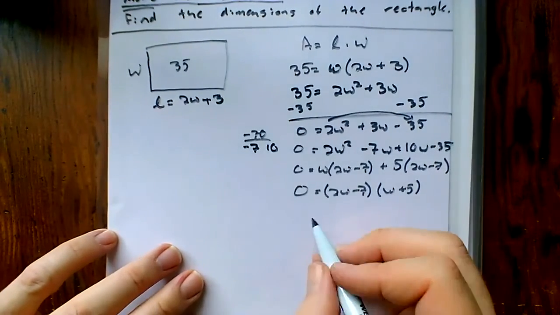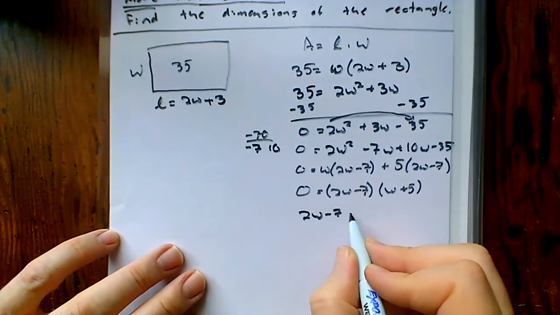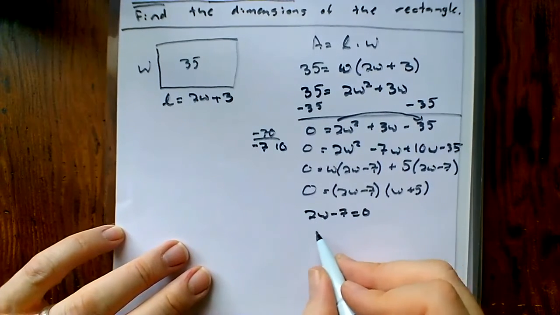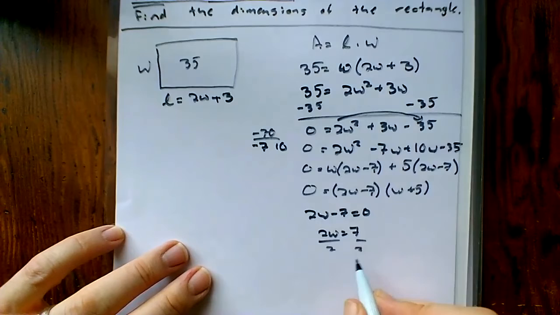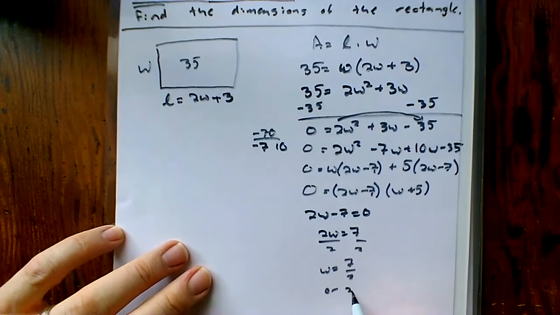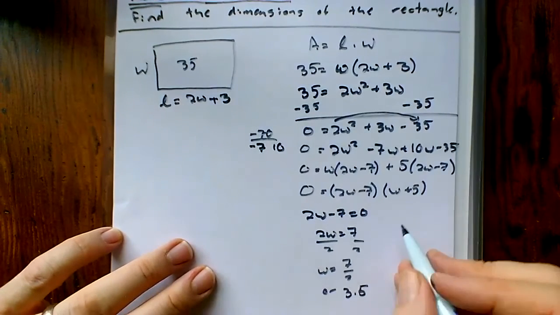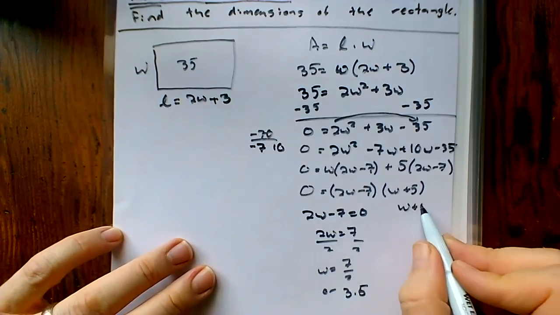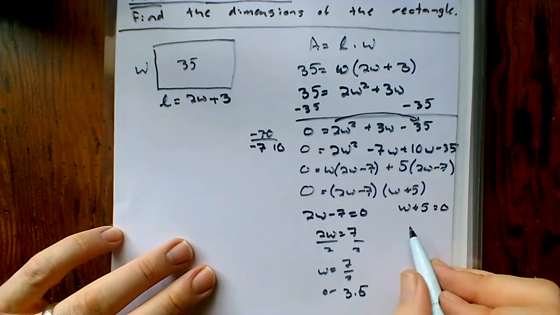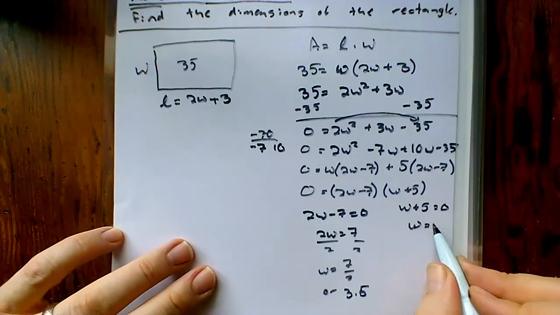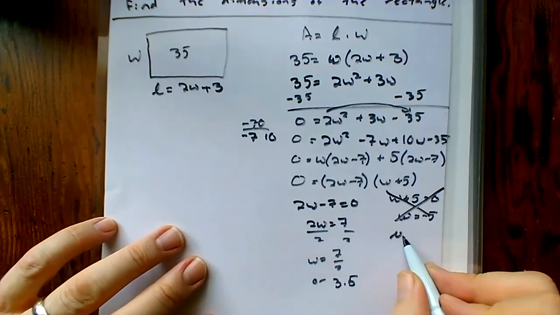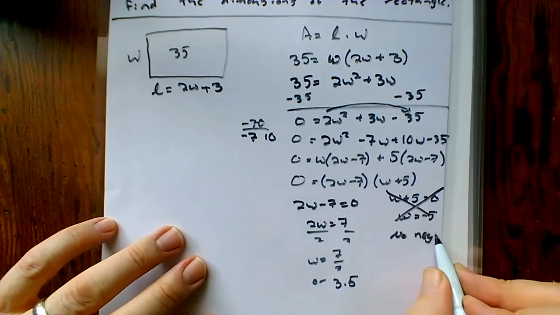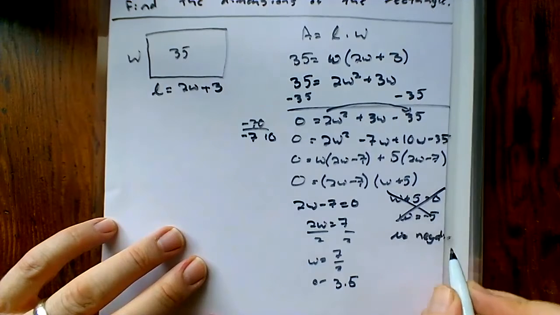We set each factor equal to 0. So I've got 2w minus 7 equals 0. Add 7 to both sides here. I've got 2w is equal to 7 and divide by 2. So I've got w is equal to 7 halves, or I could think of that as 3.5. And once again, if I were to subtract 5 from both sides, I'd end up with w could be a negative 5, and mathematically that would work out, but logically, I have no negative dimensions. So I've got no negative width.